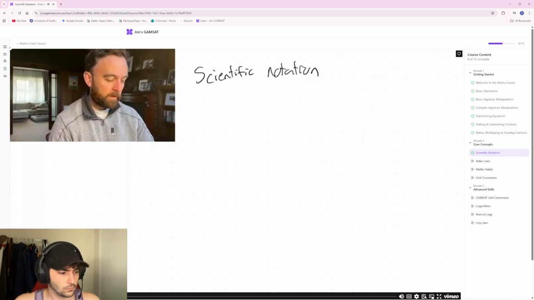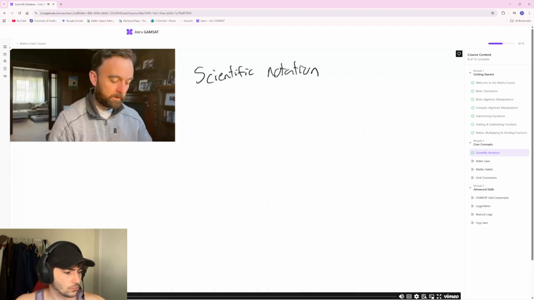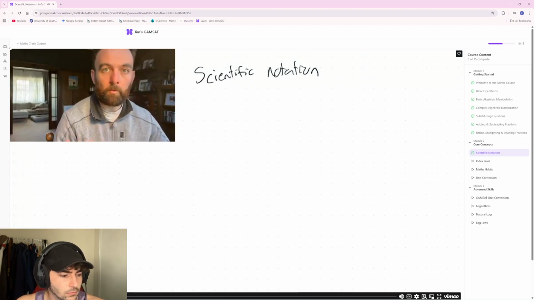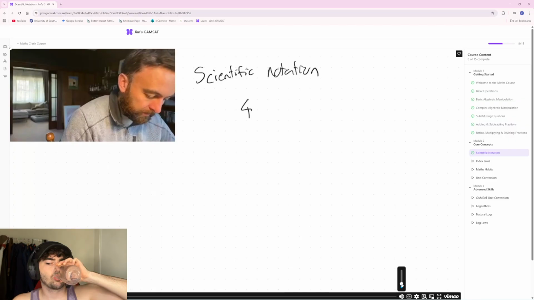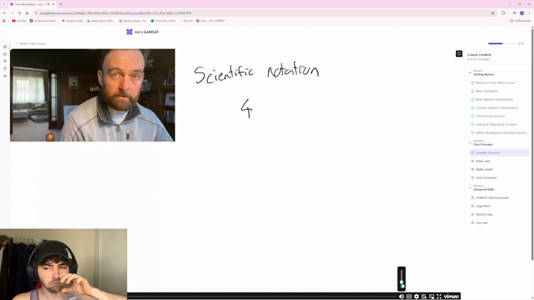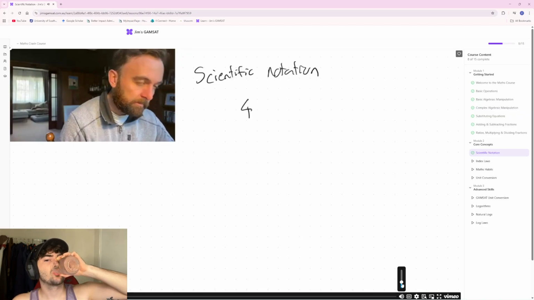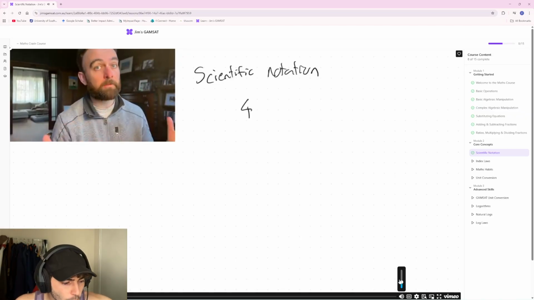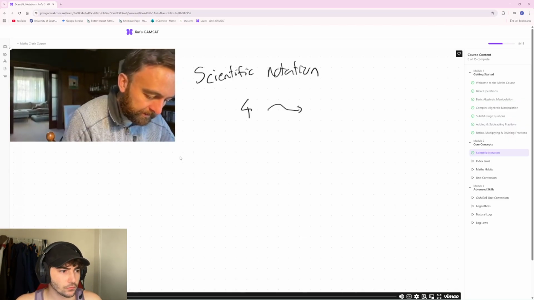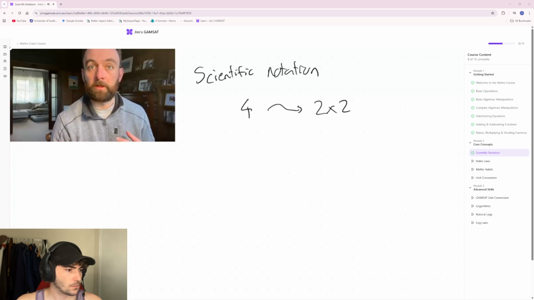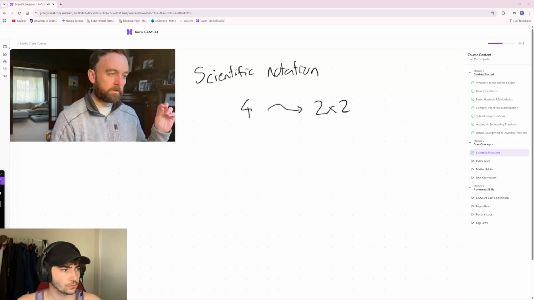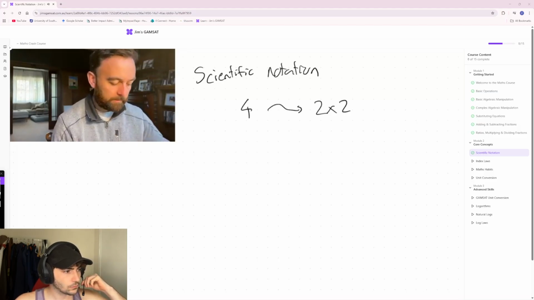Okay, so let's jump in. We'll start with scientific notation. What I like to think of scientific notation as is just a different way to represent numbers. If we had 4, for example, we could represent that as 4, and that's completely fine. But in certain situations it might be better to represent this as 2 times 2. I don't know what those situations are, but this is more to set the foundation for what scientific notation is. It's just a different way to represent the number.